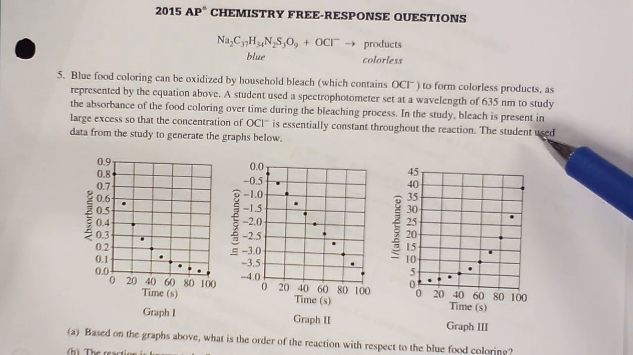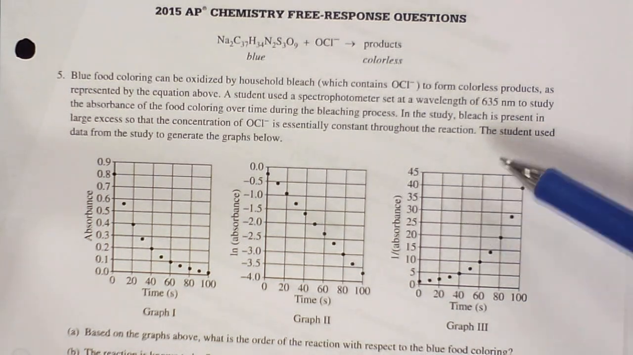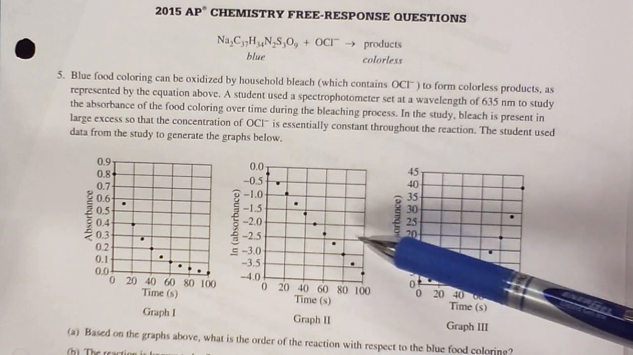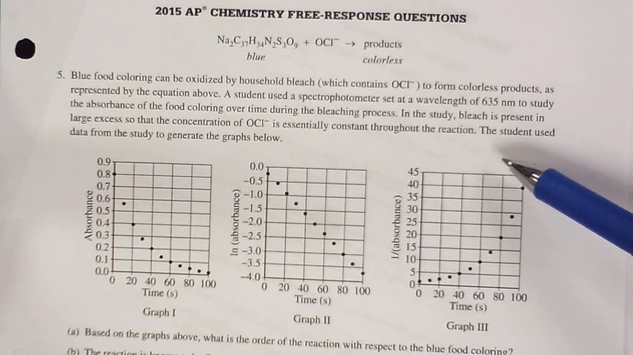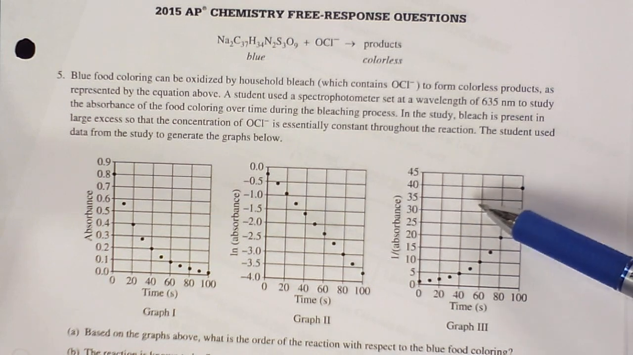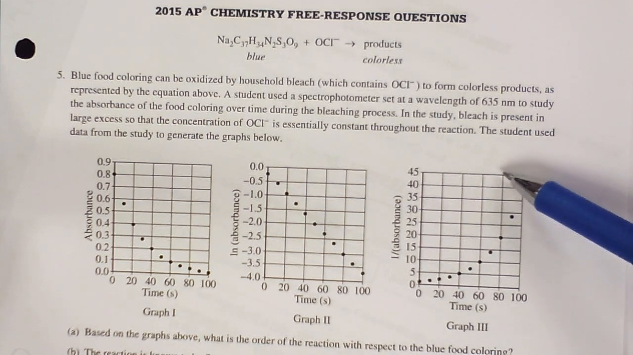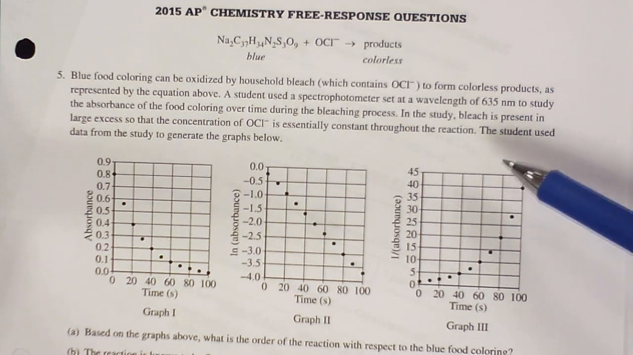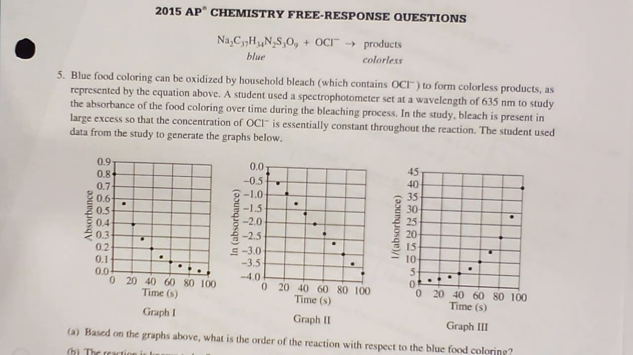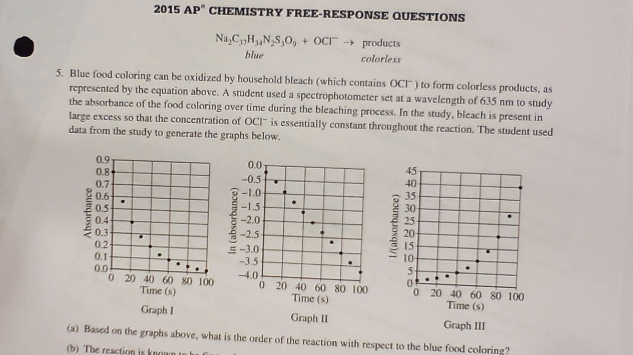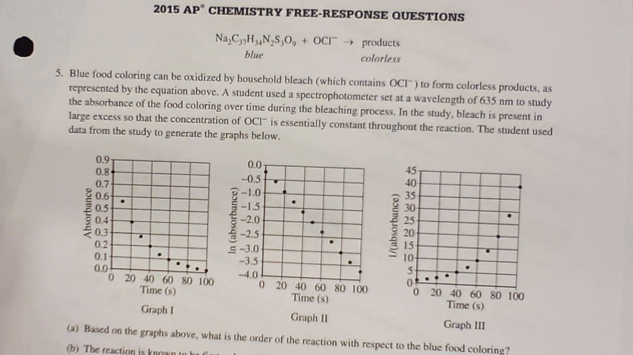In the study, bleach is present in large excess, so that the concentration of hypochlorite is essentially constant throughout the reaction. The student used data from the study to generate the graphs below. How nice that her school owned one of those. Based on the graph above, what is the order of the reaction with respect to the blue food coloring?